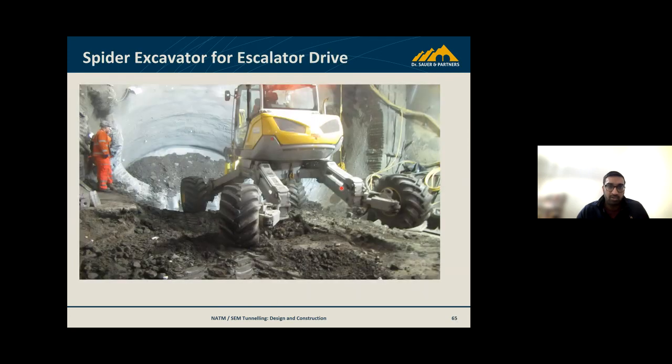This one I just thought was a cool excavator. I used one of these to do an escalator drive.